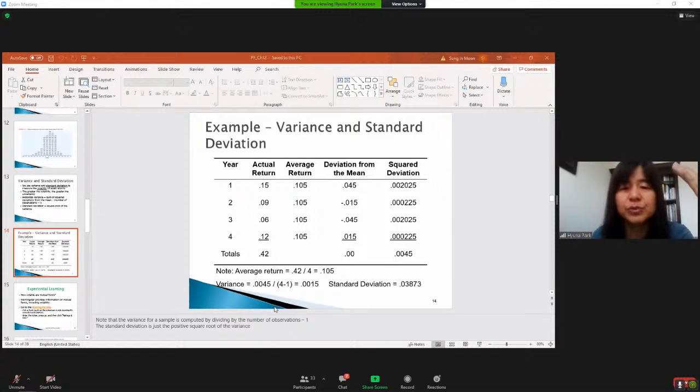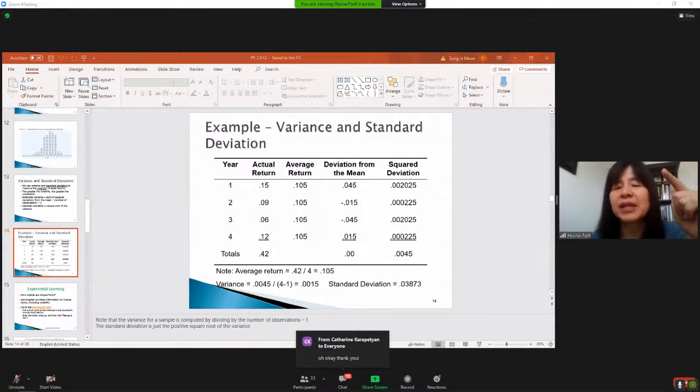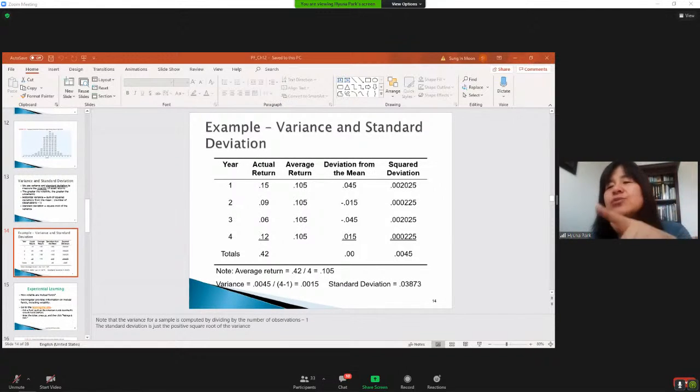So I see a chat box movement. Okay. The Bloomberg class code is in the announcement section of Blackboard. Thank you, Jackie, for your help. So I posted the Bloomberg class code. You're welcome, Catherine. So get the class code and register for BMC as soon as possible. You still have enough time to complete it, but don't wait until the last day. Definitely that will be too late.